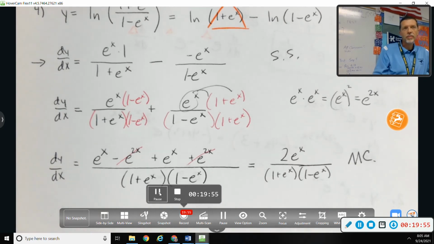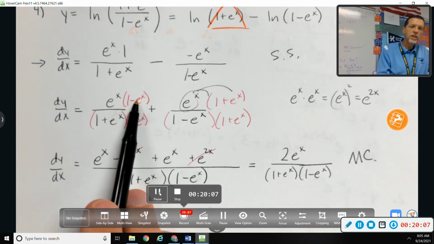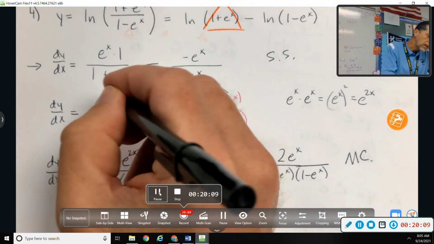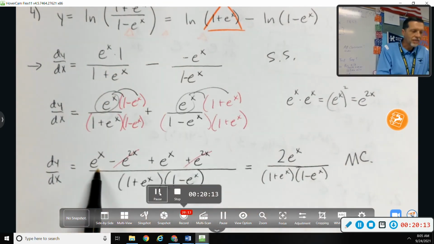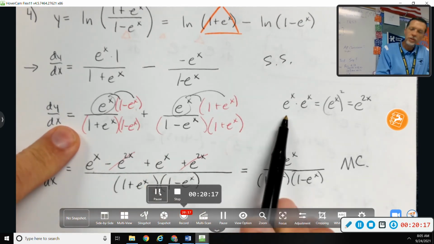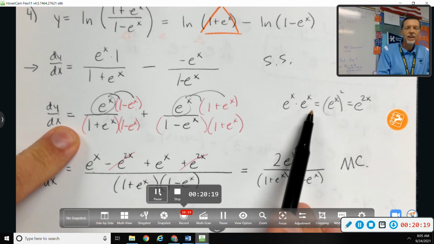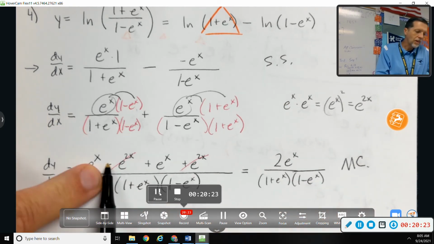Can you explain how you got negative e to the 2x for the first one when you're multiplying e to the x times 1 minus e to the x? So this one? Yeah, that one. So we're distributing e to the x to both of those. e to the x times 1 is e to the x. e to the x times e to the x, that's what we were doing over here. Oh, and then you just carry on the negative. And the negative, yeah, the negative just carried in.